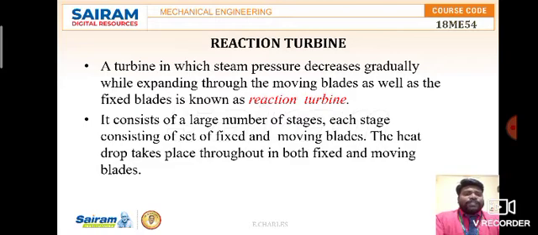The turbine in which steam pressure decreases gradually while expanding through the moving blades as well as the fixed blades is known as a reaction turbine. It consists of a large number of stages. In this reaction turbine there will be a set of fixed blades and then a set of moving blades. Heat drop takes place throughout, in both fixed and moving blades. Everywhere the heat drop takes place.